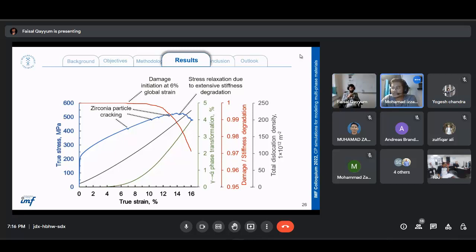Is the zirconia particle cracking intergranular or intragranular? Actually there is intragranular, but in this case there is no grain interface or grain boundary actually defined. So here it considers which elements in our simulation model satisfy the damage criteria which was defined, and therefore cracking takes place there. I see. So your simulation does not consider any interaction with the grain boundary? No.